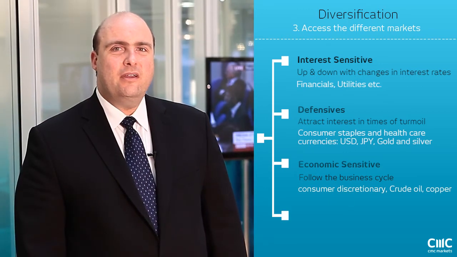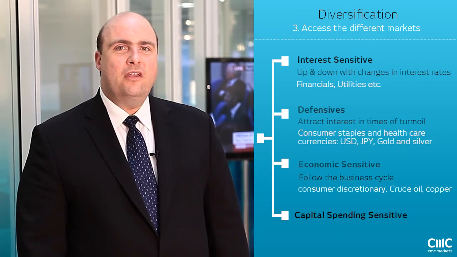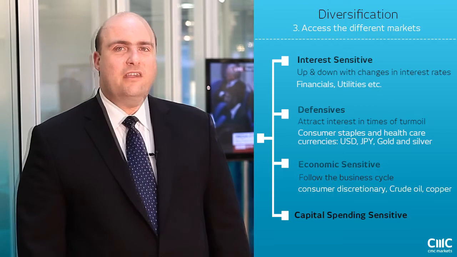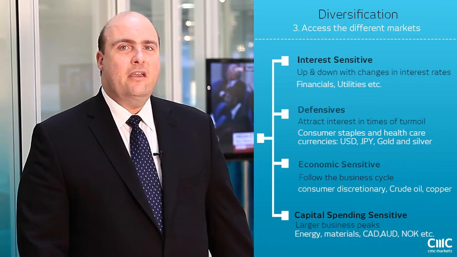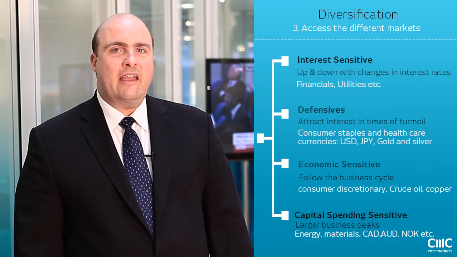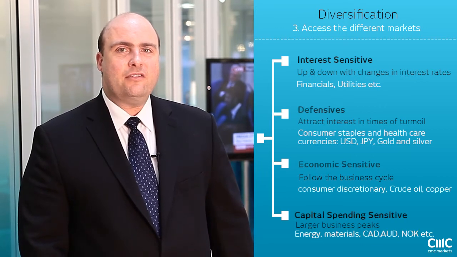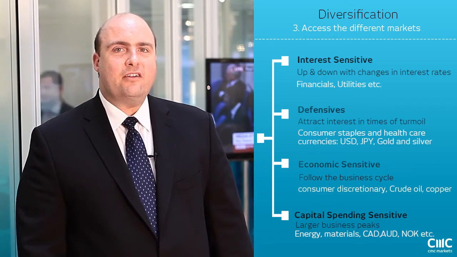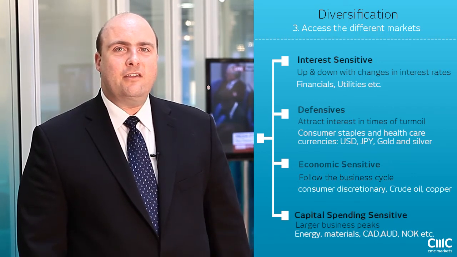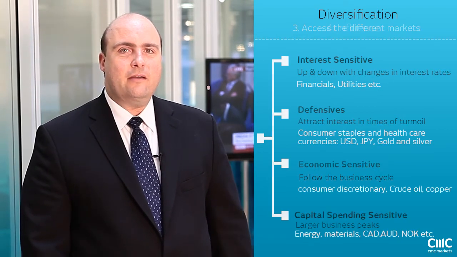The final group is the commodity and capital spending sensitive group, also known as the late stage sectors. These markets tend to lag behind the economic cycle a little bit, peaking later and bottoming out later. In stocks, this includes the technology group, plus energy and materials. In currencies, it includes the resource currency group, such as the Australian dollar, the Canadian dollar, New Zealand dollar, Norwegian krone, and the Swedish krona.